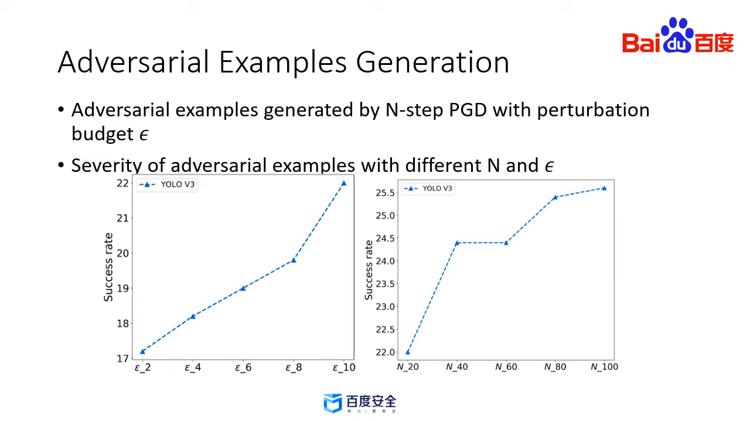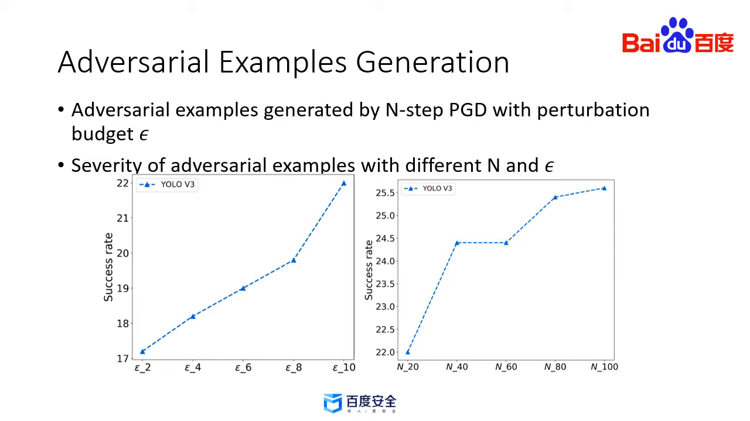The left figure presents the success rate of the adversary examples generated with different budgets, while the step is fixed to be 20, and the right figure presents the success rate of the adversary examples generated with different steps, while the budget is fixed to be 10.